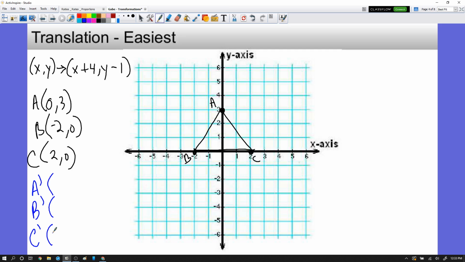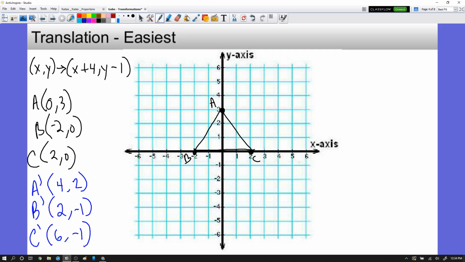So just to make sure that we can do this two different ways, and both of them are pretty simple. Nothing's too far-fetched as it relates to using this rule. So we take all of our x coordinates, and what you can do is substitute the x in if you wanted to rewrite it and just make sure that you're being thorough. So 0 plus 4 is 4. And then y, 3 minus 1 is 2. Okay? B prime, so negative 2 plus 4 is positive 2. 0 minus 1 is negative 1. 2 plus 4 is 6. And 0 minus 1 is negative 1.